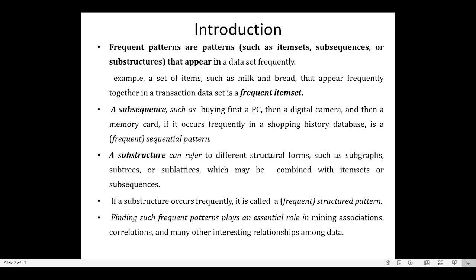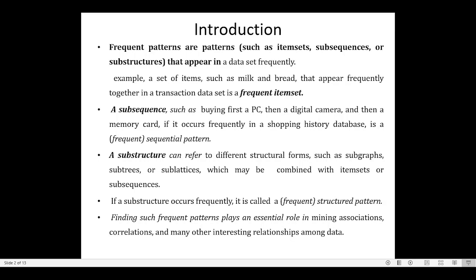Now let us understand the definition of subsequence and substructure. A subsequence is such as buying first a PC, then maybe a digital camera, and then a memory card. If it occurs frequently in a shopping history database, that is called a frequent sequential pattern.